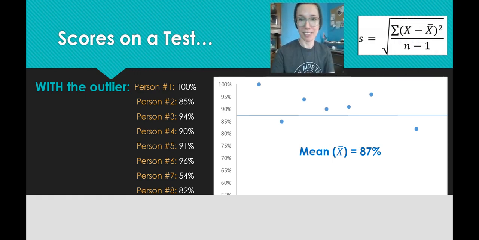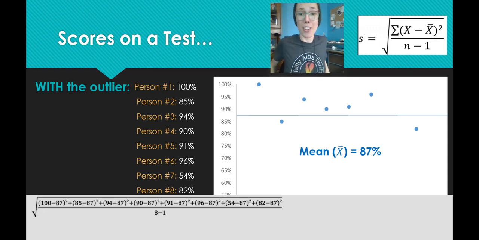Here is our equation. I would invite you to hit pause on the video and see if you can map this out by hand, to get your practice at calculating this lovely statistic. When you are ready, let's go ahead and move forward. So here are all of those numbers mapped out into our equation. I've got person number 1's score of 100, minus the average of 87, squared, person number 2's score of 85, minus the average, squared, etc., etc.